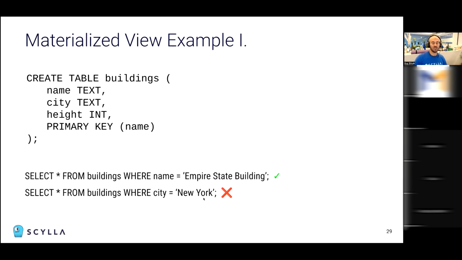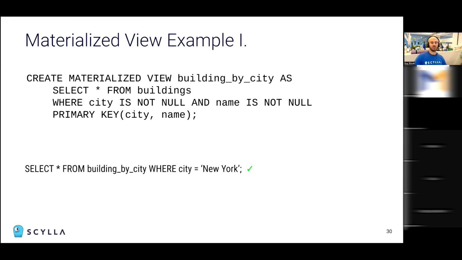That means that the database doesn't know where to look for this data, and it would be very inefficient. It would actually require a full table scan. So how can we overcome this problem? We can define a materialized view, buildings by city. You can see here how it's defined. We provide the primary key, which is the city, and then the name. Once we define this materialized view, what would happen under the hood is that the database would actually create a copy of our base table.